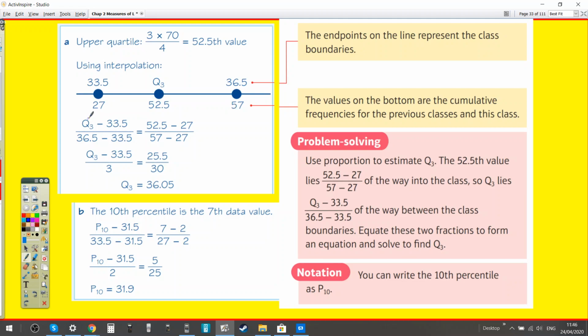So that's 57, that's 27. They're using the whole group, is it? Oh, I tried this new method. Let me see. So this distance here, 30 Q3 that over 36, over that total, is this part out of this total.